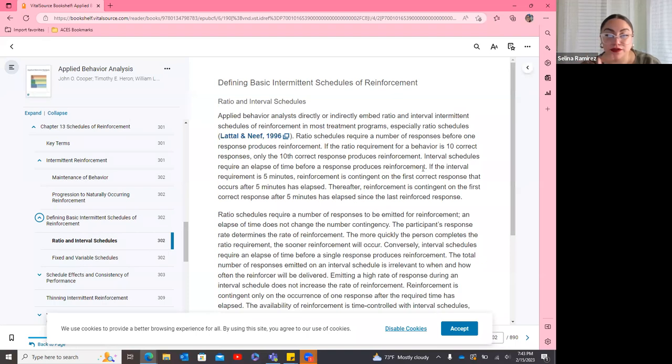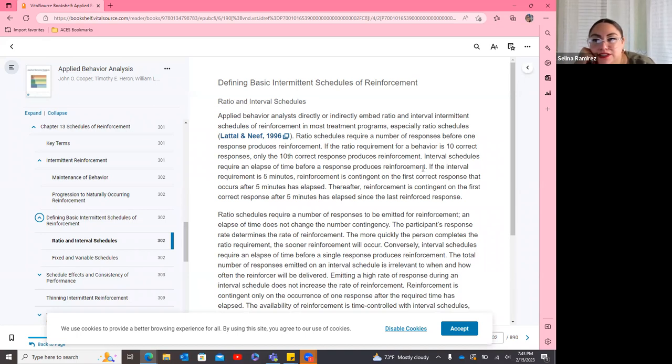So for however many R's, let's say I have him on an FR1, it's for every one correct response, he gets access to reinforcement. If it's an FR2, for every 2 correct responses, he's going to get access to reinforcement. So those are going to be your ratio schedules.